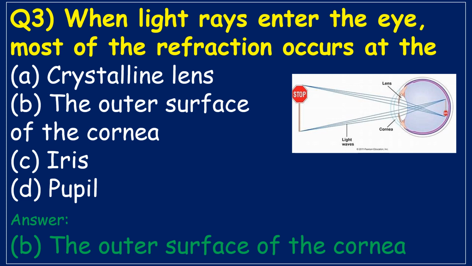Refraction means what? Bending of light from its direction. When light moves from one medium to another medium, if these two are transparent media, then light bends towards the normal or away from the normal. If light moves from rarer medium to denser medium, the light bends towards the normal. When light enters from denser to rarer medium, the refracted ray goes away from the normal. So here the refraction takes place at the outer surface of the cornea.